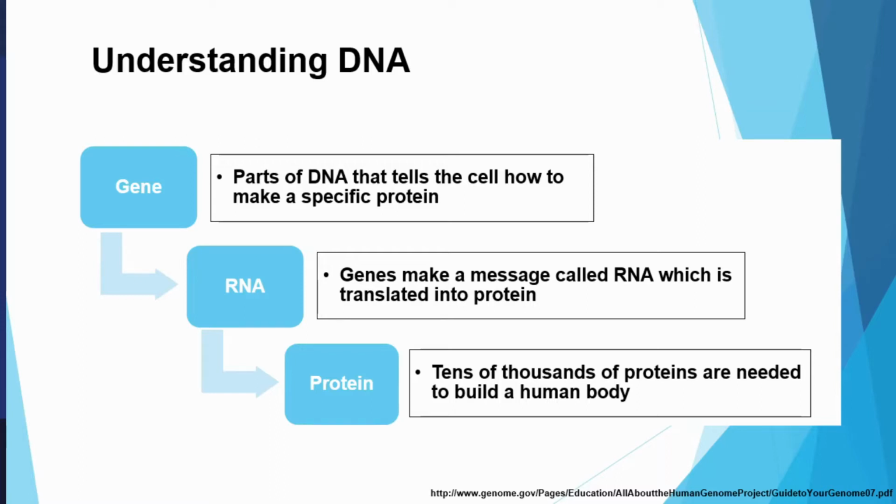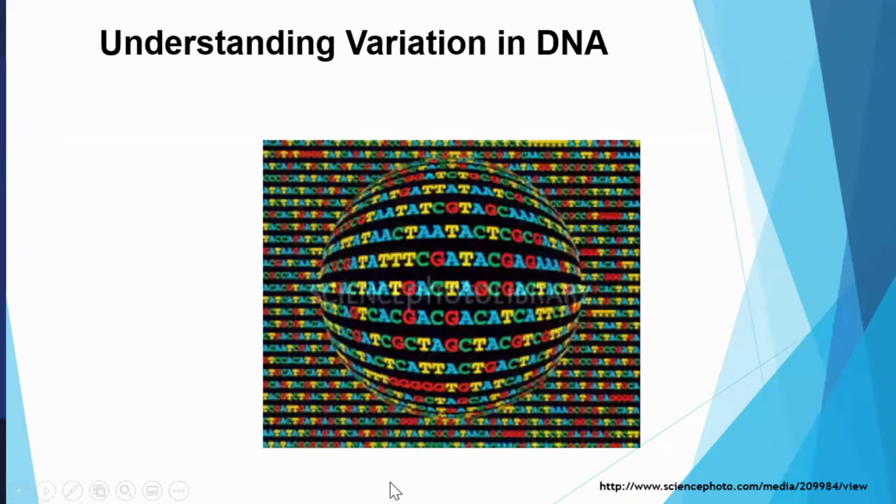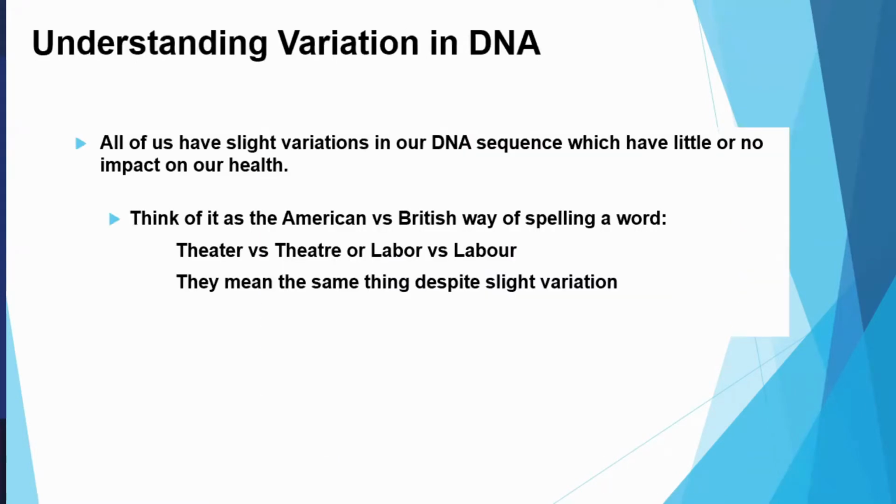That DNA gets translated into a message, which is called RNA, and then that message gets translated again into proteins. There are tens of thousands of proteins that build our human body, and proteins are the workhorses, or the machinery, of our body that helps us function. So all of us are unique. We all have very similar DNA. That's what makes us human beings, but there are slight variations, which make each of us individual.